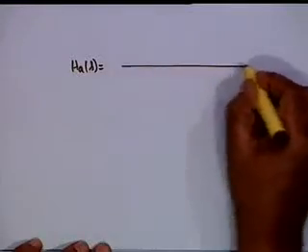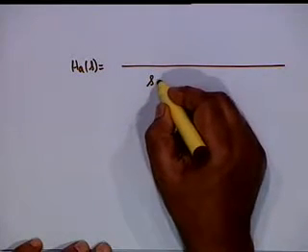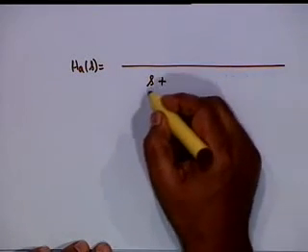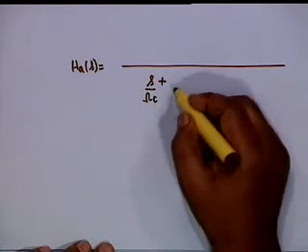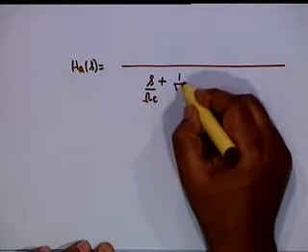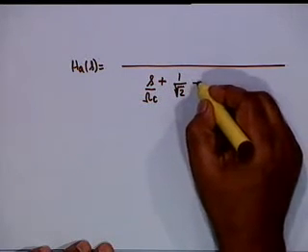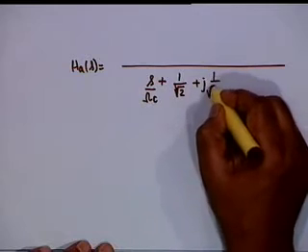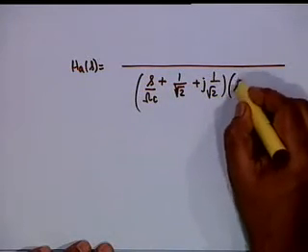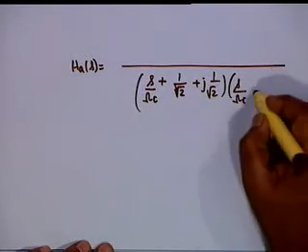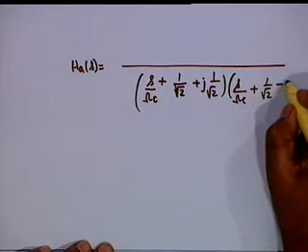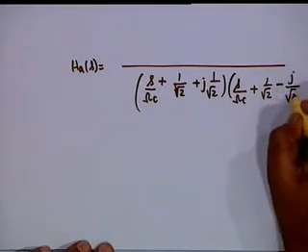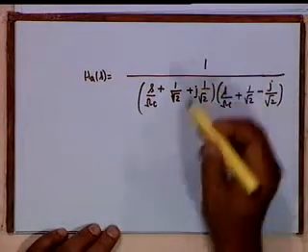H_A of s shall be equal to 1 over, let us write s by omega c, plus 1 by root 2 plus j 1 by root 2, multiplied by s by omega c plus 1 by root 2 minus j by root 2. Agreed?